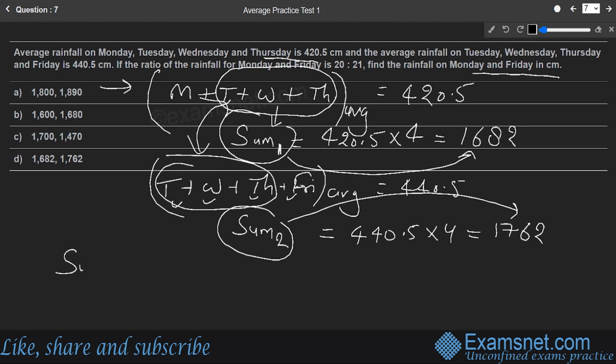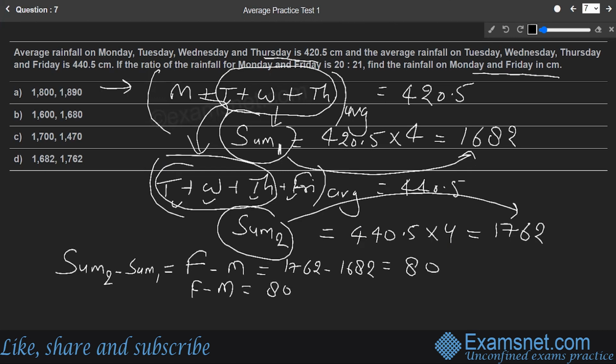So we can write it like this: sum 2 minus sum 1. Tuesday, Wednesday, Thursday will get cancelled out with Tuesday, Wednesday, Thursday. So we'll be left with Friday minus Monday equal to 1762 minus 1682, which comes out to be 80. So we have one more equation: Friday minus Monday's rainfall is 80. This is what we have achieved.